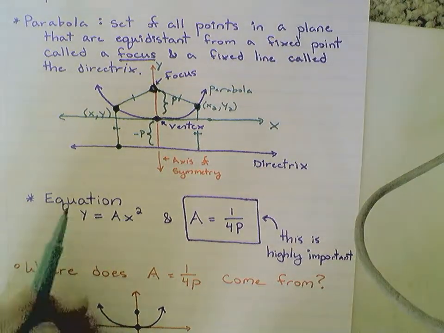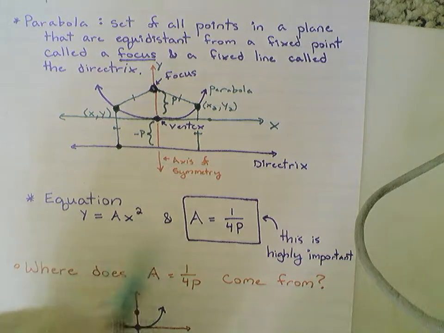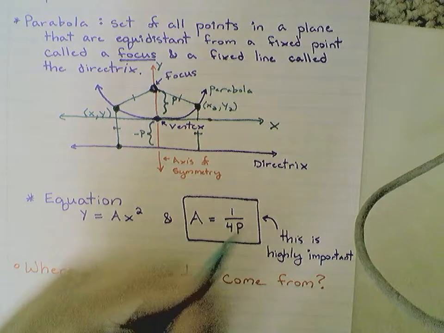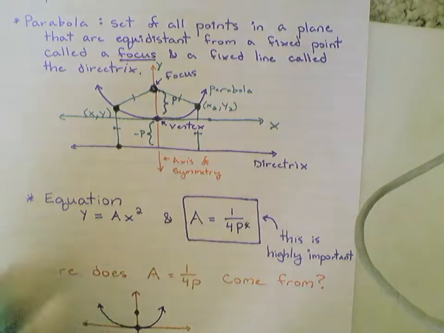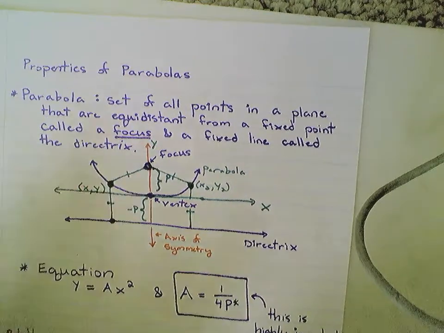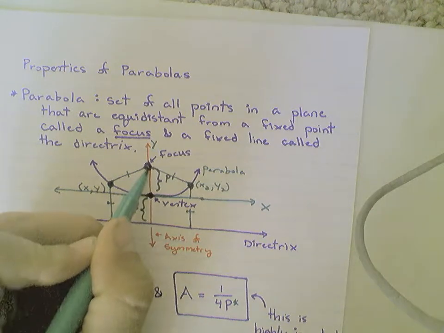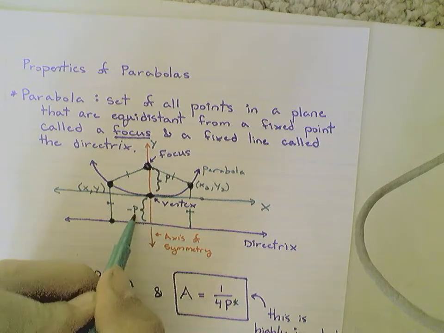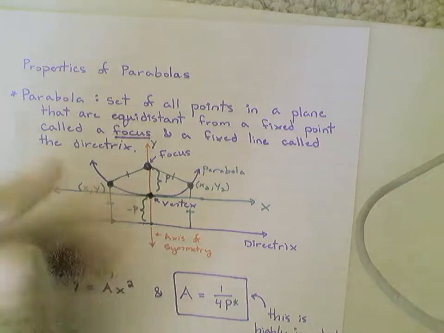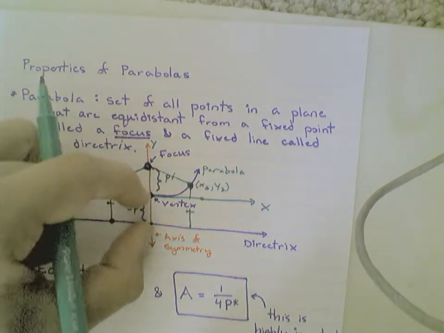So the most basic equation for a parabola is y equals ax squared, where a is equal to 1 over 4p. Now this p comes from the definition of a parabola, and it's the distance from the vertex of the parabola to the focus, and likewise it's the distance from the vertex to the directrix. So p will always be this length between vertex and focus and vertex and directrix.